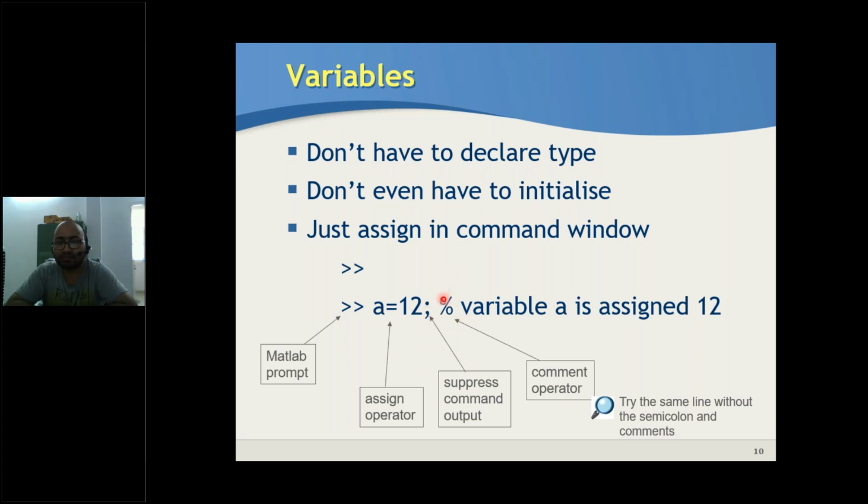Now the percent sign is used to comment any sentence. Suppose you are writing an instruction and you want to give information to other users about what that particular line represents. You can do that by placing a percent sign and then writing the complete sentence. Here we have written that variable a is assigned 12. It will not be compiled by the compiler.